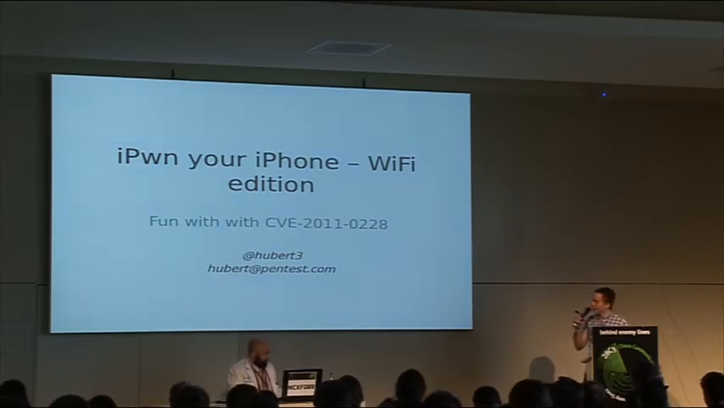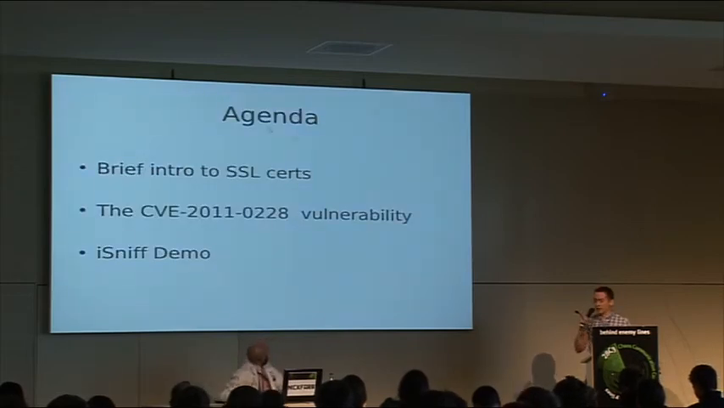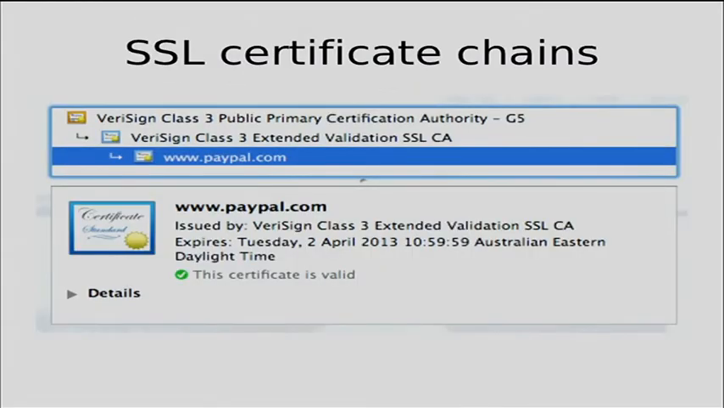Okay, my name is Hubert. I work as a pen tester for a bank. I'm here to talk about a little tool I wrote, which performs a man-in-the-middle attack on iPhones. So this is about the CVE 2011-0228 vulnerability, which was announced in June or July.